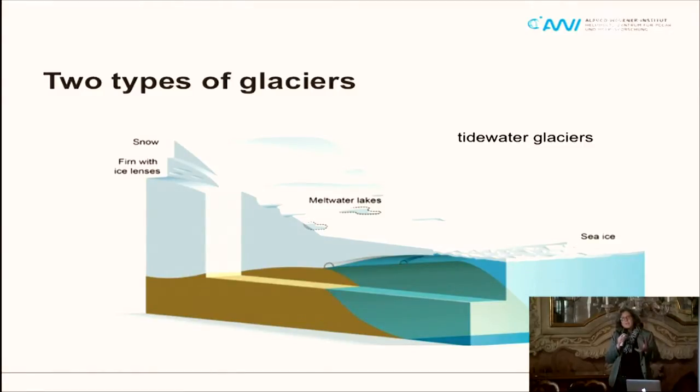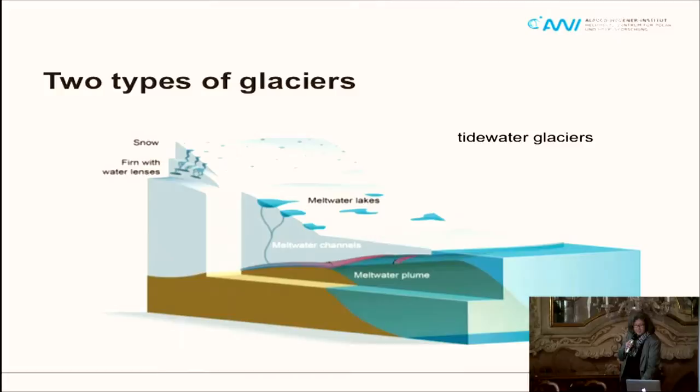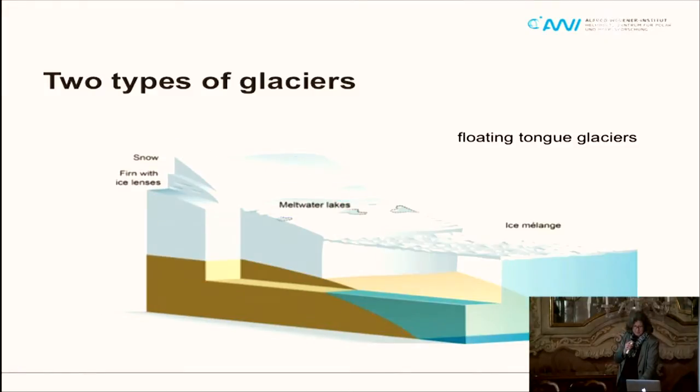So you have a hinge zone, like you would have a hinge if you are bending a paper or any type of plate. And it looks a bit different in summer months. You have these meltwater lakes on top, and you have the drainage of this surface water to the base.